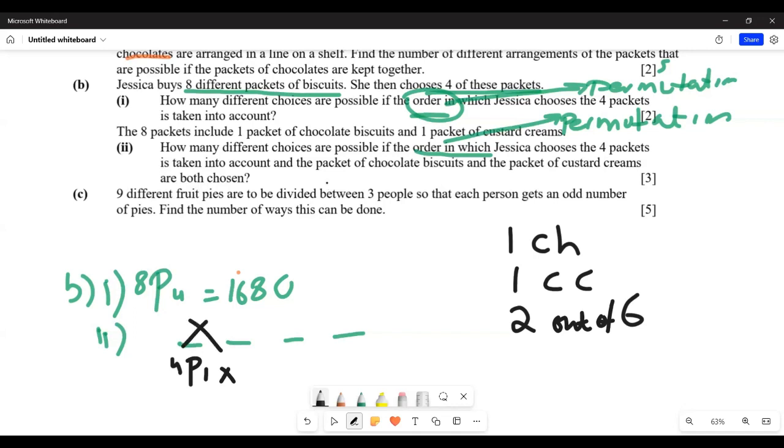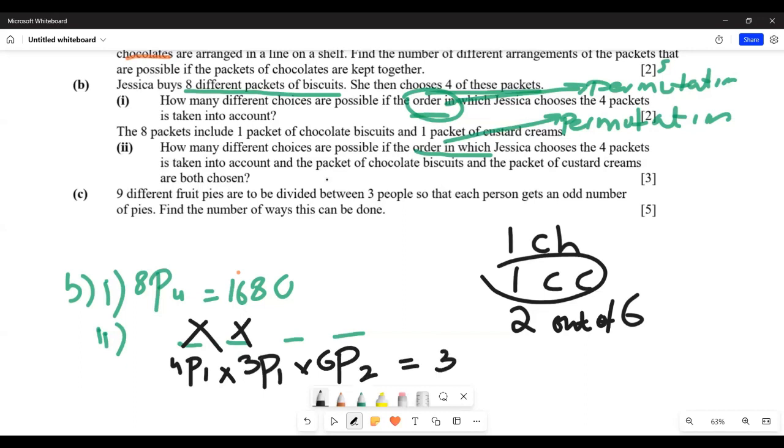Then one of the spots has been taken. Now there are three spots available. And if we're choosing this next, then this one custard cream biscuit has three spots available. So that's going to be 3P1 combinations. So now another spot has been taken. Now there are two spots left for six available biscuits. So that's going to be 6P2, and that gives 360.